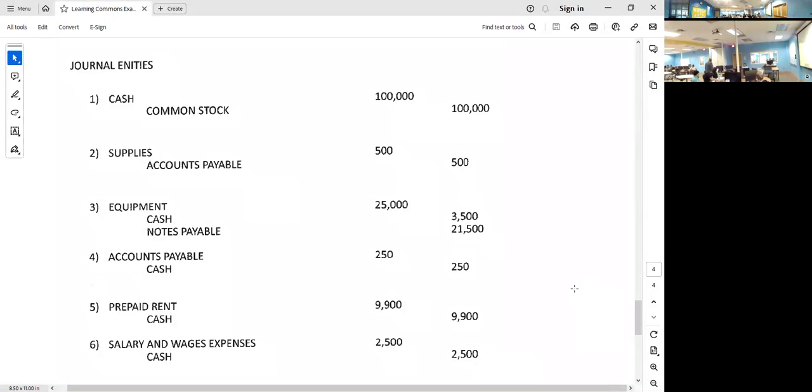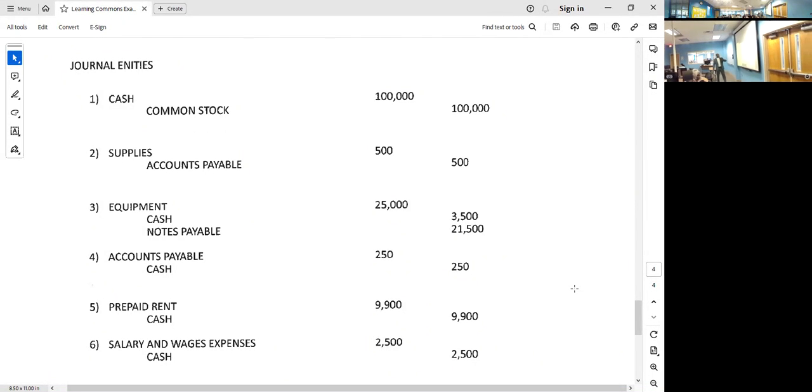How do you know which one to put first, like where it says accounts payable, cash? What if you put cash and then accounts payable? Well, typically you want to put whatever you debit, and you want to put debits first. You always want to put your debits first and then your credits come second.